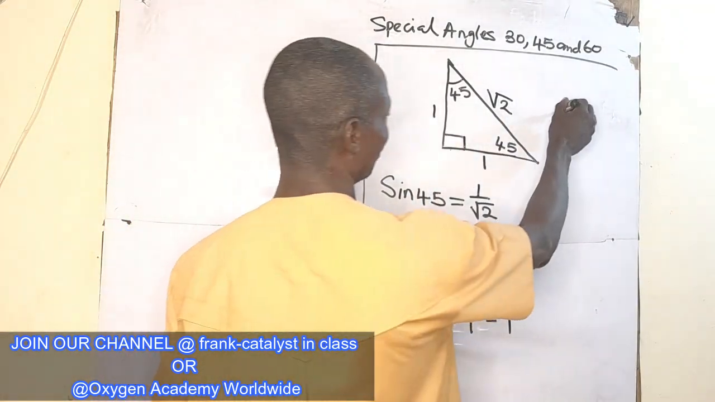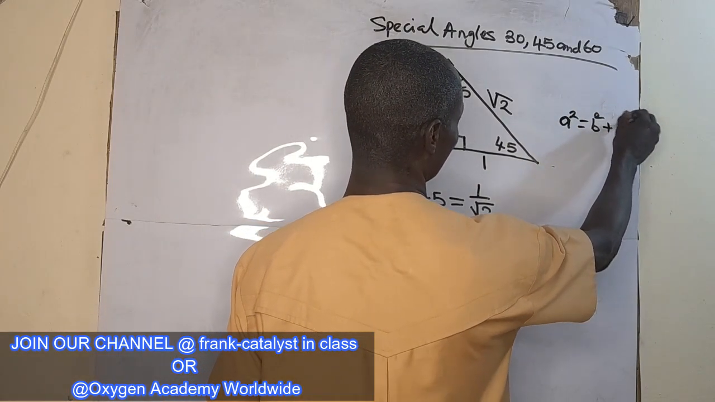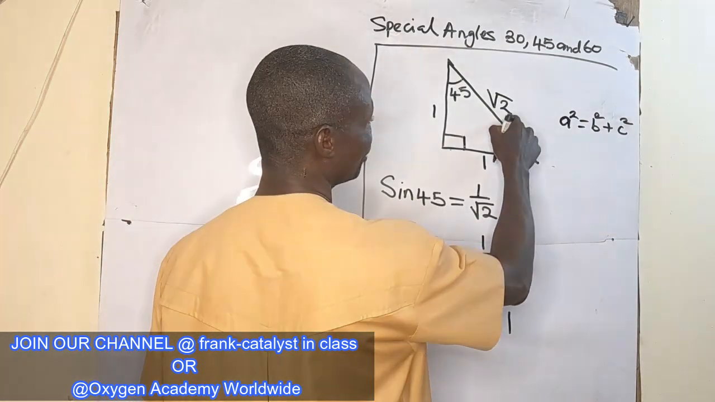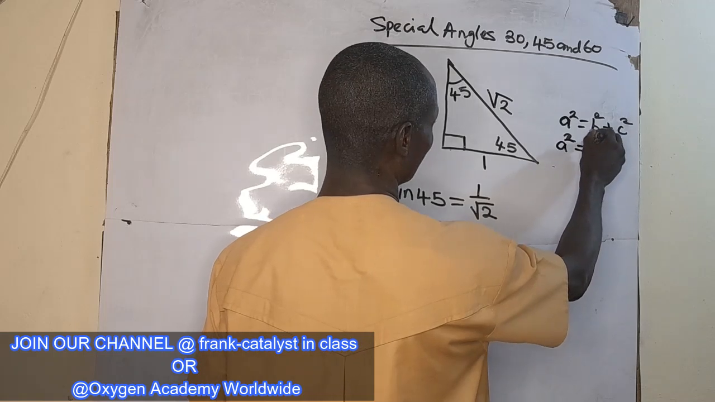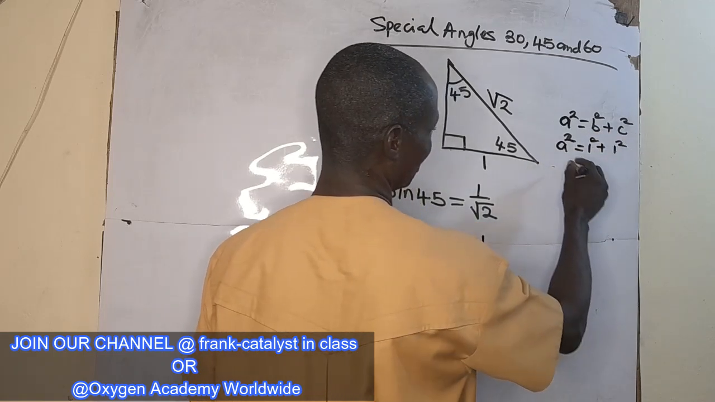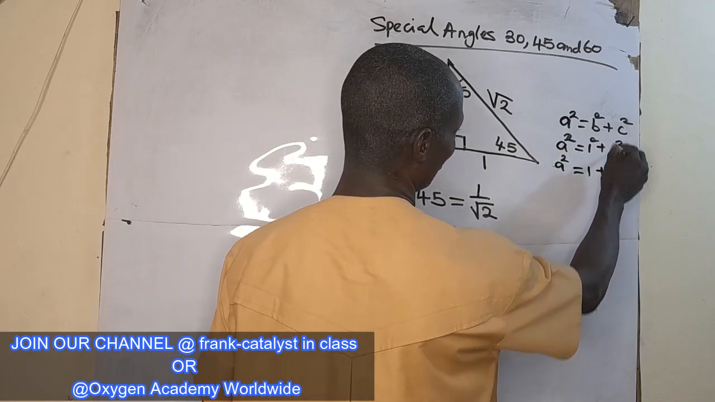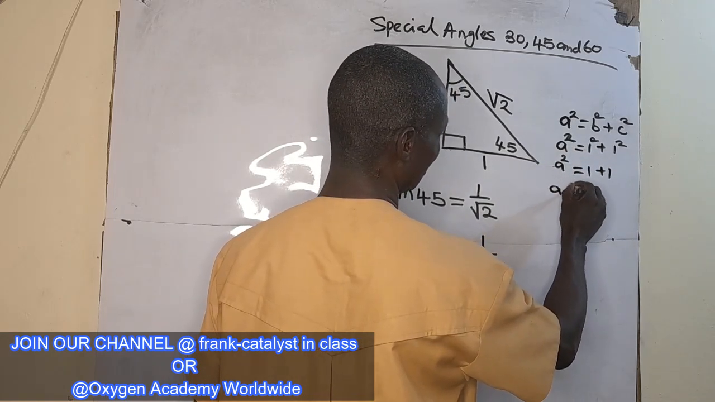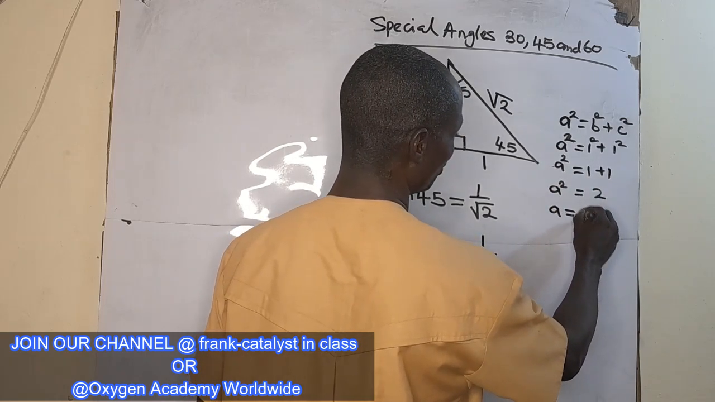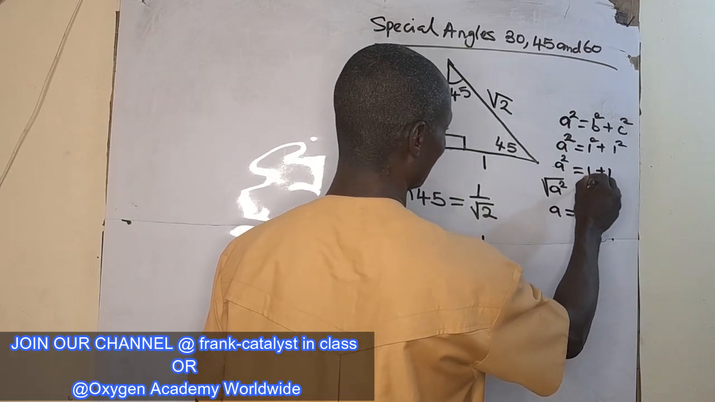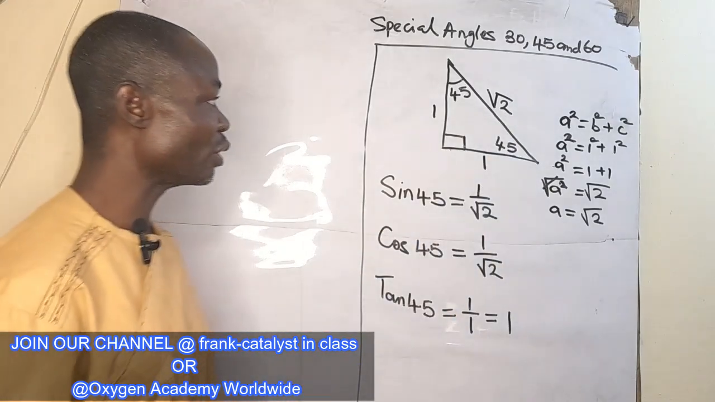Pythagorean theorem says that a square is equal to b square plus c square. So if we are looking for the hypotenuse side, we have a square is now going to be 1 square plus 1 square. Okay, so we now have a square is equal to 1 square is 1 and 1 square is 1. So we now have a square is equal to 2. That means that a is equal to square root of 2, by squaring both sides. This actually cancels this, then we have this. So that was how we got this.